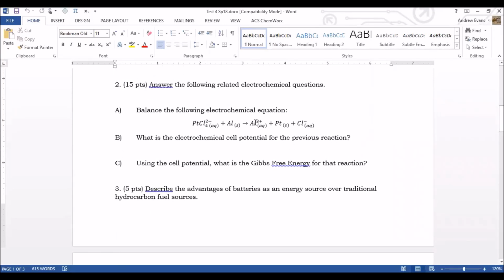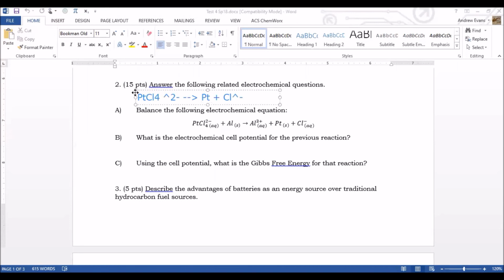2, answer the following related electrochemical questions. Okay. First, balance this guy. So how are we going to balance this guy? We're going to split this into 2 half reactions and work from there. So half reaction 1, platinum chloride 4, 2 minus, goes to platinum plus Cl minus. So that is the first one.